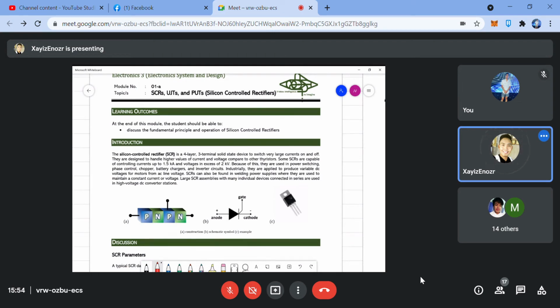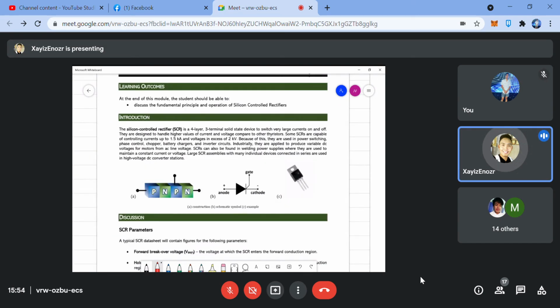So, yung SCR, isa siyang example ng thyristors. Primarily, ginagamit siya bilang switch. Ano yung advantage niya sa ibang component? Ang advantage kasi ng SCR is may kakayahan siyang mag-switch ng high current and voltages. Kaya madalas ginagamit si SCR for industrial purposes. Okay? So some ng application niyan, ang nakalagay nga dito, power switching, phase control, chopper, battery chargers, and inverter circuits.